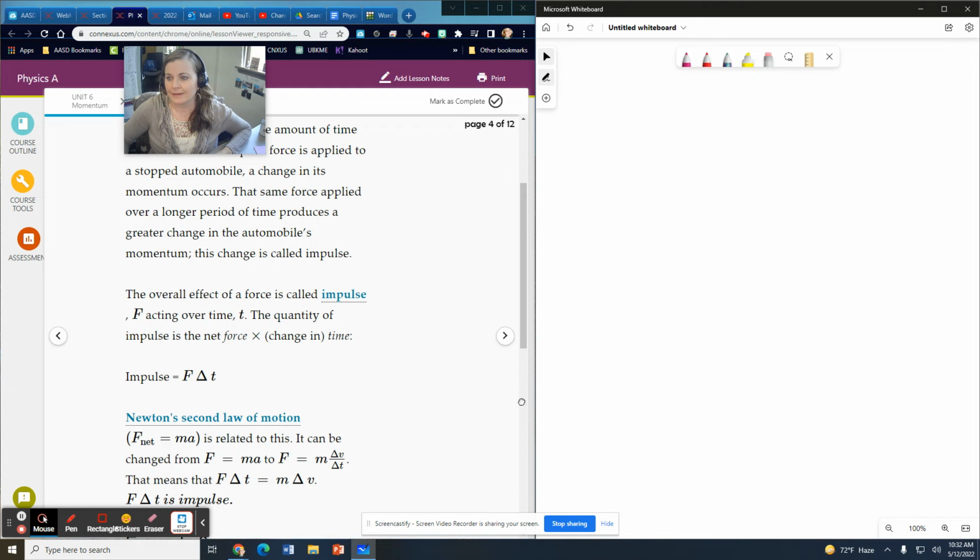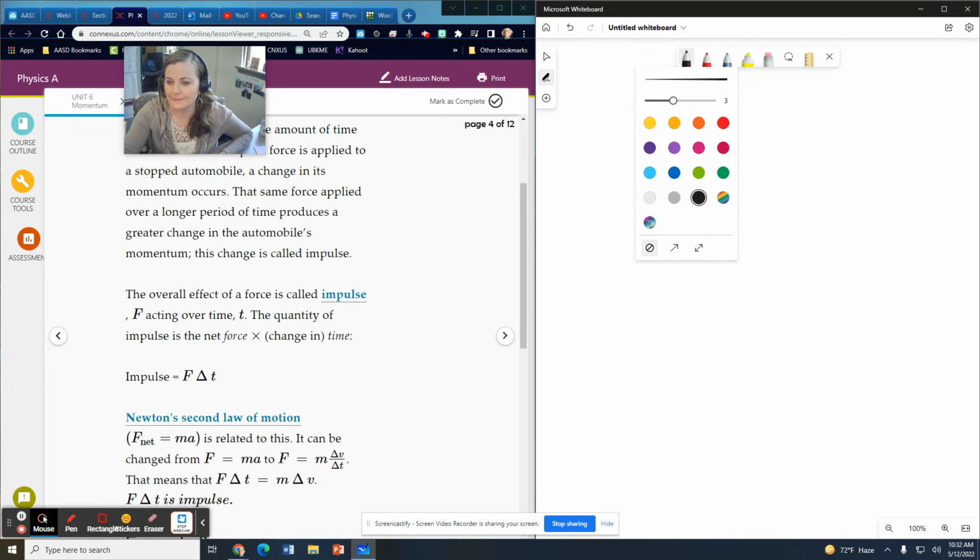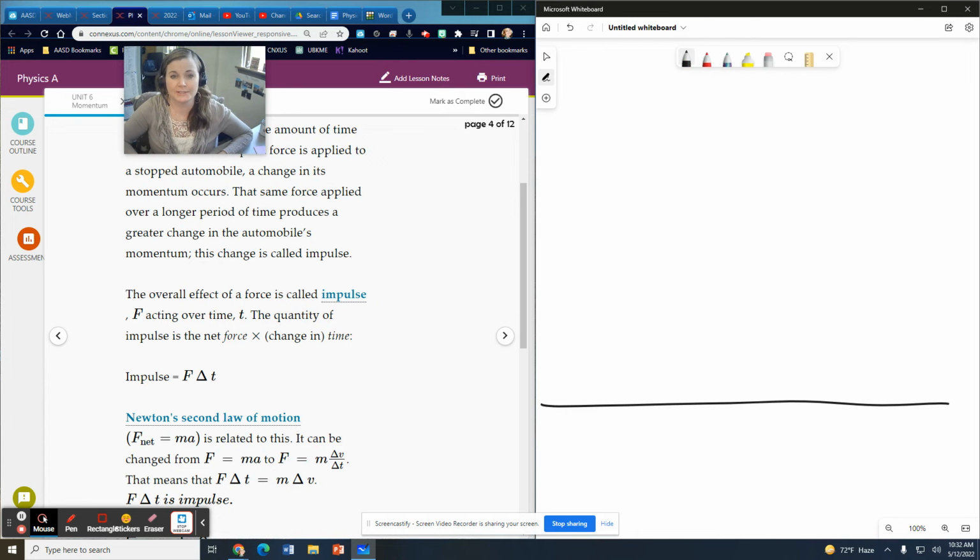a falling egg. This is one of my favorite examples. So say I have a hard floor here. It's like it's a cement floor. And I'm going to drop an egg from a certain height onto the floor. And it's going to make a mess. You know that because that's what happens.